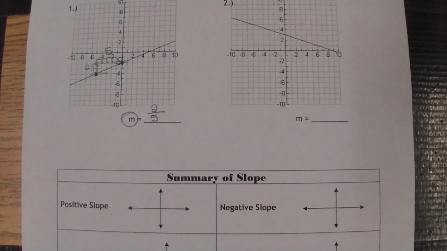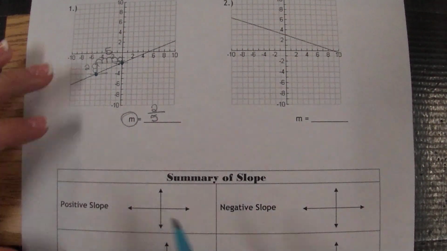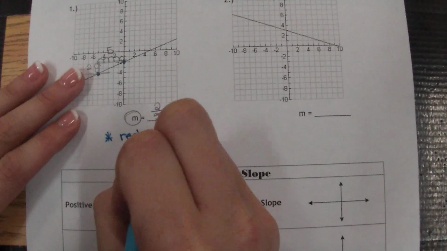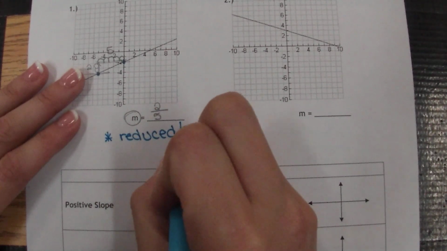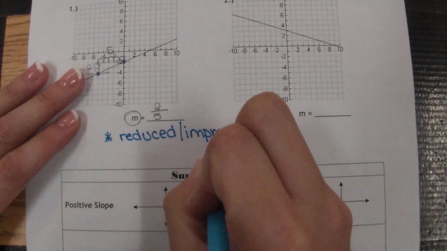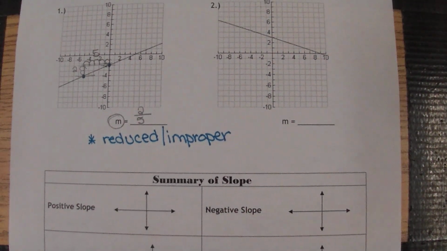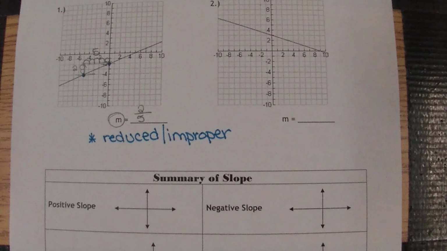Now, I'm making this rule right here and now, so hear it. Slope always has to be in reduced improper fraction form. So no decimals, no mixed numbers. Reduced improper fraction form is the only way that you can write slope.